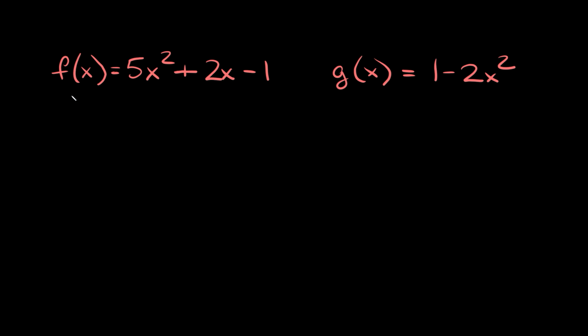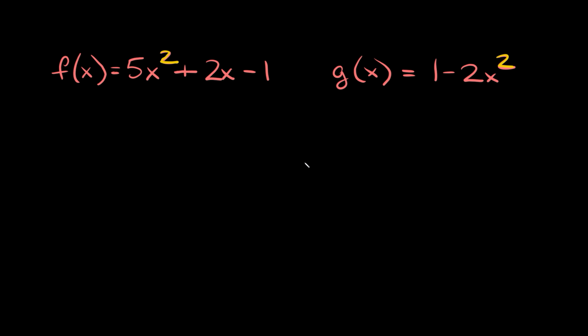All right, the next two that we have here are f of x is equal to 5x squared plus 2x minus 1, and g of x is equal to 1 minus 2x squared. So as you might notice, these are both quadratic functions, right? And you can tell that because the highest power on both of these is a 2, right? So this is the highest power on this function, and this is the highest power on this function. So they're both quadratic functions. And for any quadratic function, the domain is always defined, all right? So that just means you can plug in any number for x.